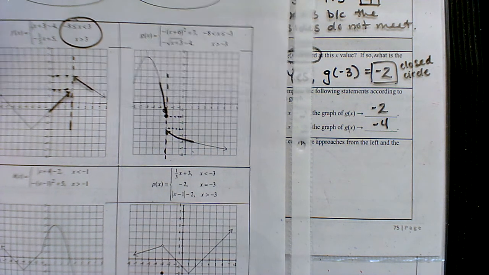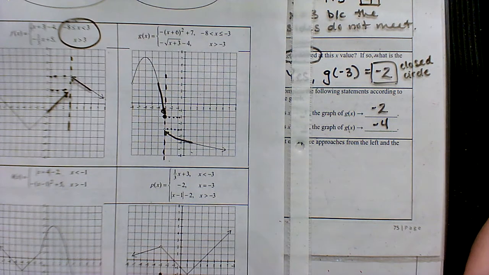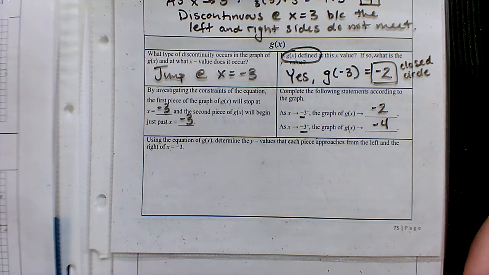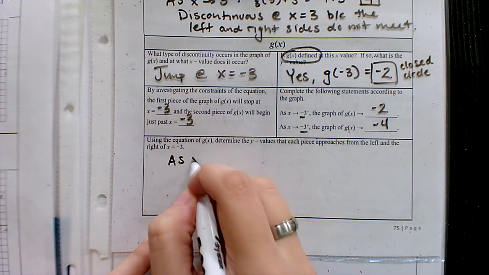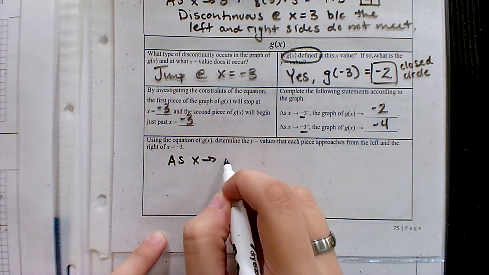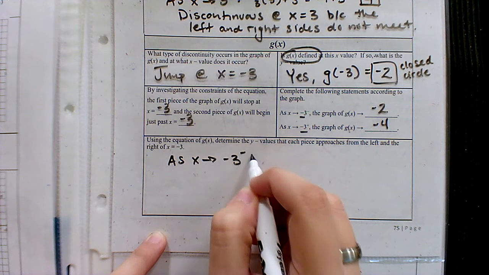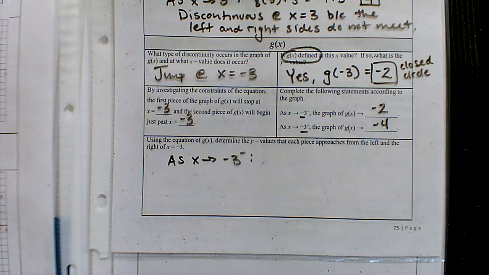All right. So these numbers are nice to find based off of a graph, but let's make sure we can still find them even if we didn't have a graph. So let's take a look at the equations. As x approaches negative 3 from the left, which equation would we use to help us find the left side?